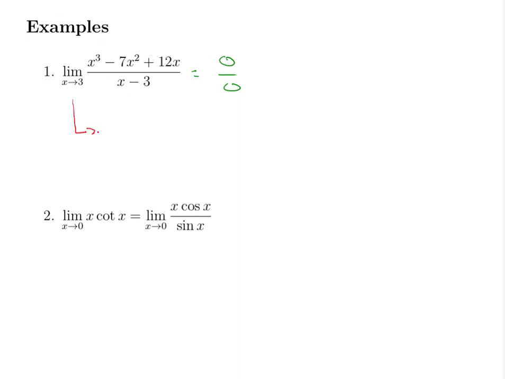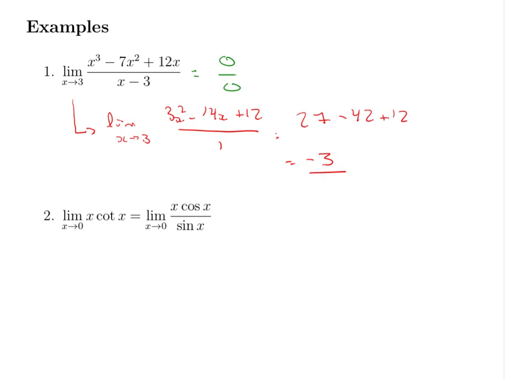So that means what we can do is look at the limit as x approaches 3 of 3x squared minus 14x plus 12 all over 1. So when we go ahead and plug 3 in here, we get 27. 14 times 3 is going to be 42. And then plus 12. So that ends up being, what's this? 27 plus 12 is 39 minus 42 is negative 3. So that's what that limit is.